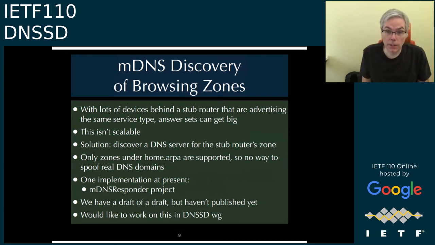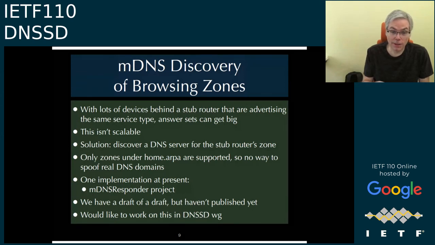Okay, so I mentioned discovery browsing zones. The deal here is that it would be really nice to not have to do all of our service discovery with multicast. The one way to do that is to add a level of indirection. Basically, I would like to discover the server that I'm going to get my information from using multicast, and then do all the rest of my discovery using unicast traffic.